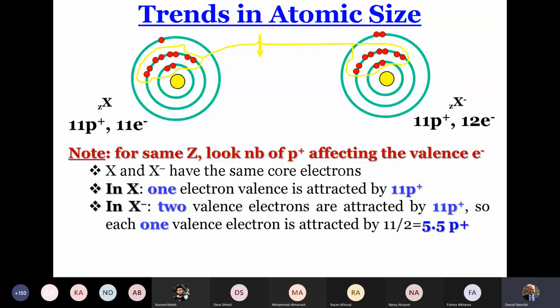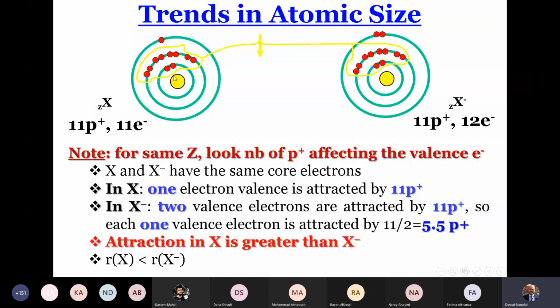Compare the attraction. In the first, 1 valence is attracted by 11. In the second, 1 valence is attracted by 5.5. So the attraction in X is greater than the attraction in X minus. And in this case, the radius of X is less than the radius of X minus. This is the trend in atomic size, or the comparison between the atomic size of an atom and the ionic size of its ion.